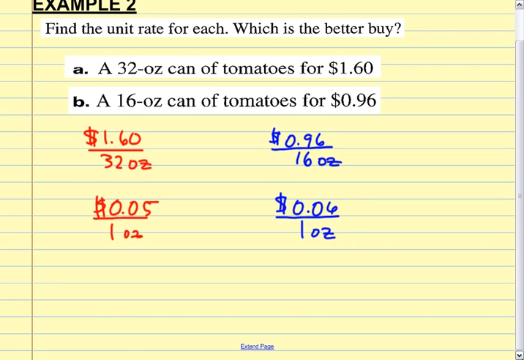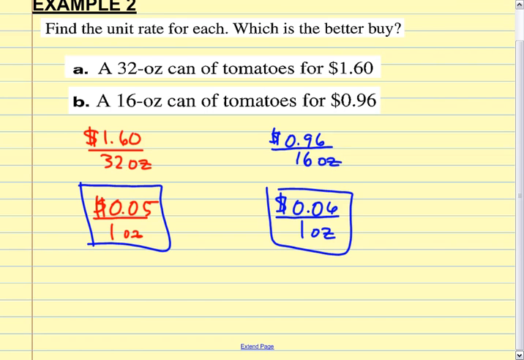0.06. Now, looking at these two things, Evan, which is the better buy? A. A is the better buy. It only costs a nickel per ounce, whereas this other one, it's 6 cents per ounce. All right? Nice job. Let's go on to the next example and the next video.